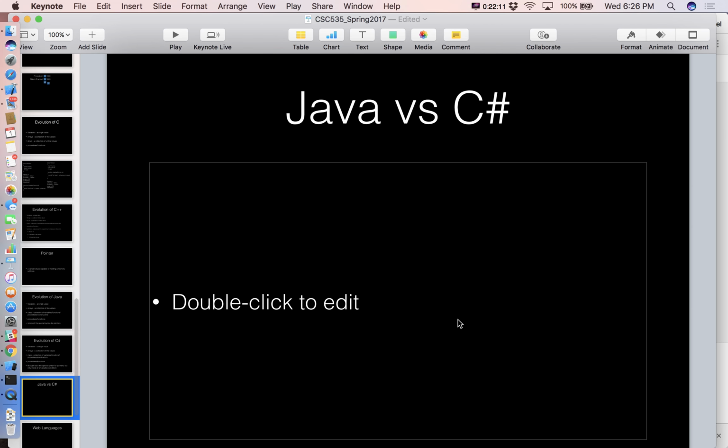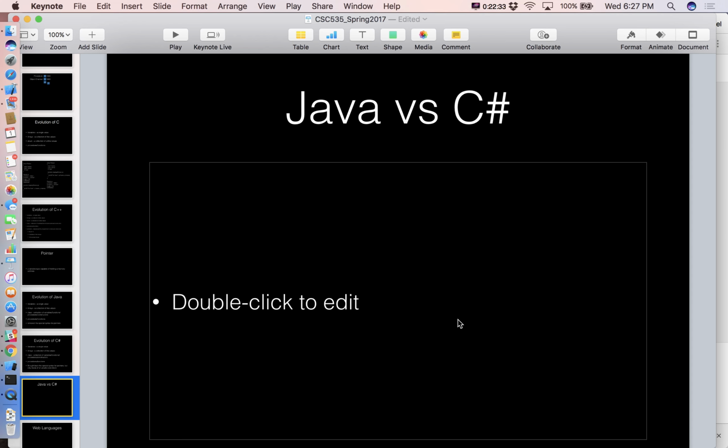Okay, so we have Java versus C#. Now remind me, what was your paper on for today? You had a paper due today, right? Yeah. What was the paper? It was on the differences between Java, C#, and Objective-C. Okay. In the career path of Java.